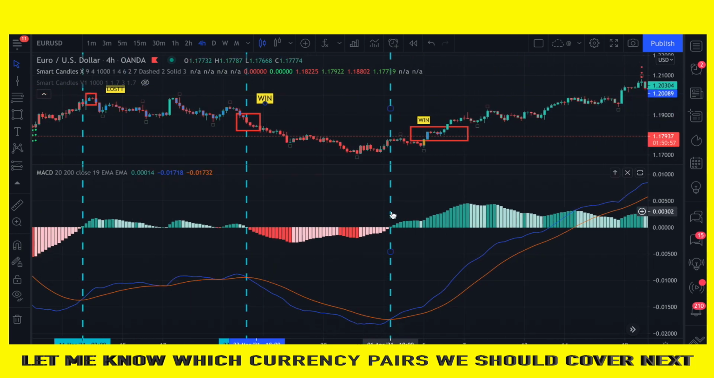And then we have another cross right here. We went bullish. So now we're looking for the candles to turn blue or green. That's a signal to buy with smart candles. So this was the trade. It would have got triggered. That would have been a win.